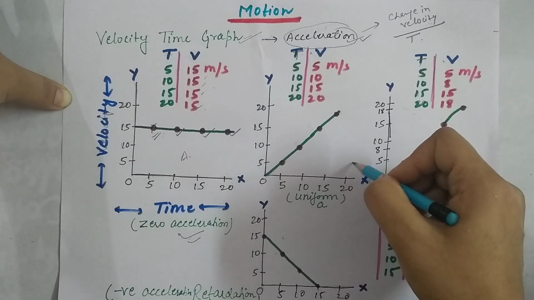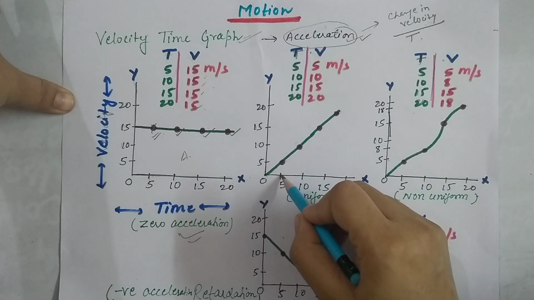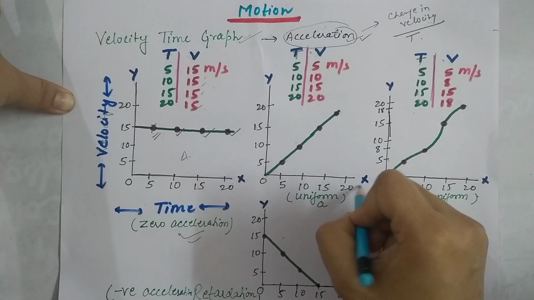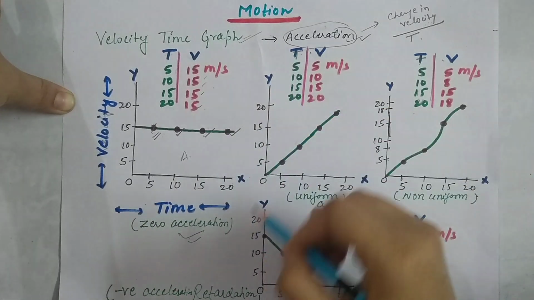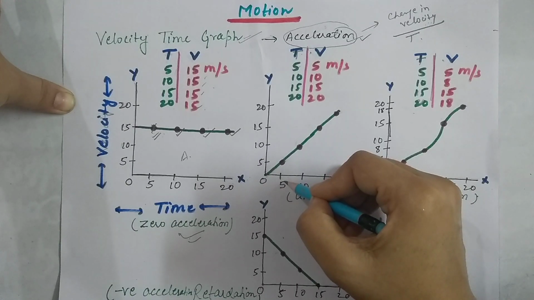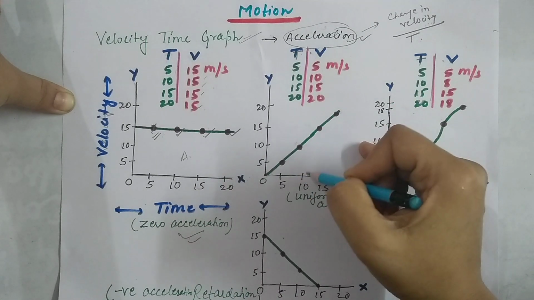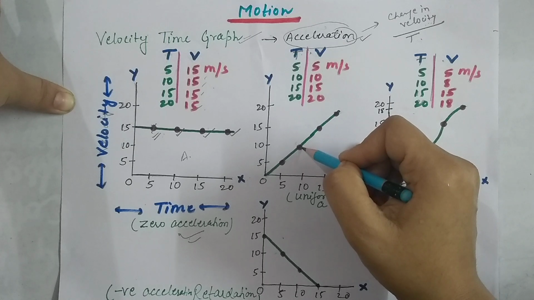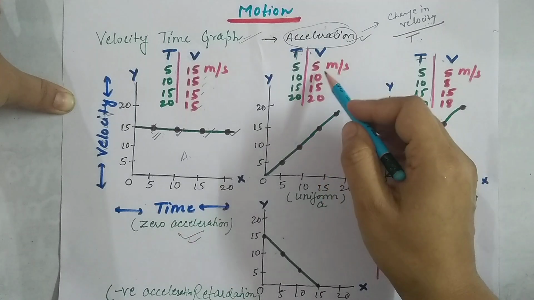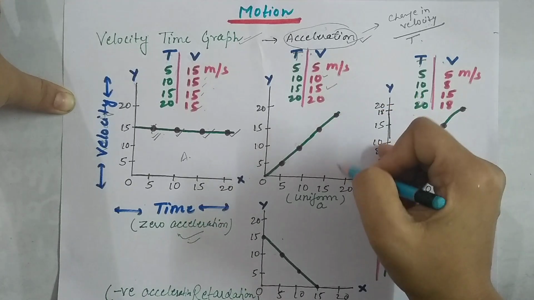Now move to the second graph. Always take the time on the x-axis and the velocity on the y-axis. What happens at time 5 seconds? The object moves with a velocity of 5 meters per second. At 10 seconds the object moves at 10 meters per second, then at 15 seconds 15, and then 20.